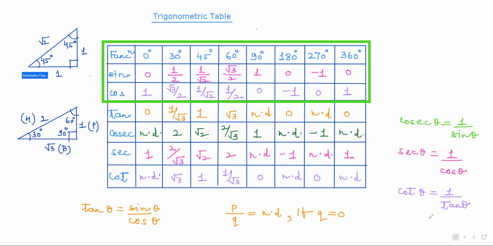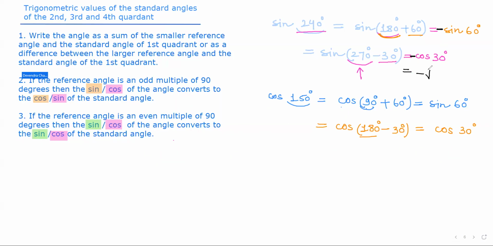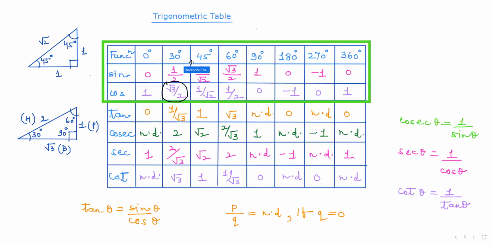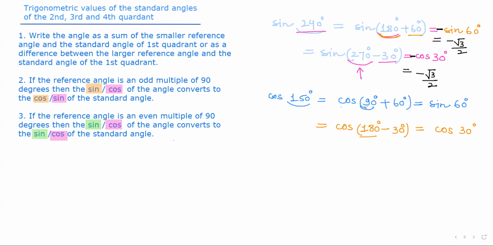Cos 30 degrees, go to the table. Cos 30 is how much? √3/2. So right here it's minus √3/2. Here also it will be minus √3/2, because sin 60 is also √3/2. Can you see sin 60 degrees? This one, it's √3/2. Similarly, cos 150 lies in which quadrant, kids?